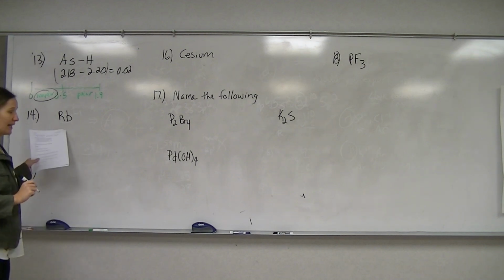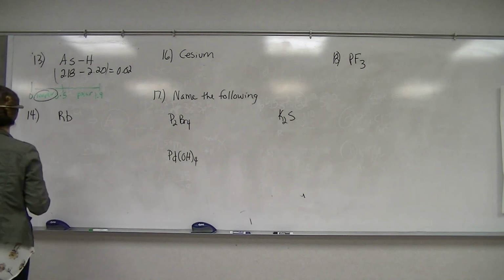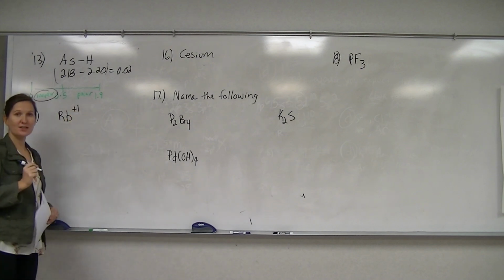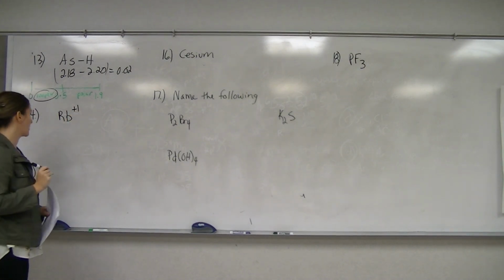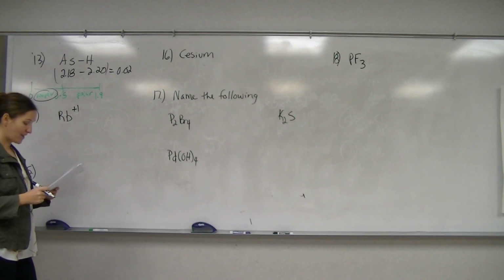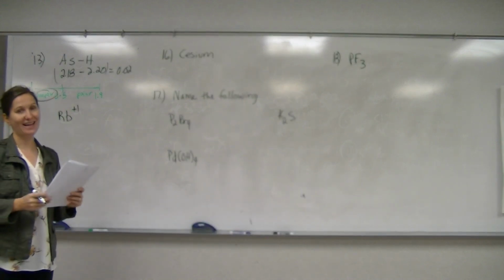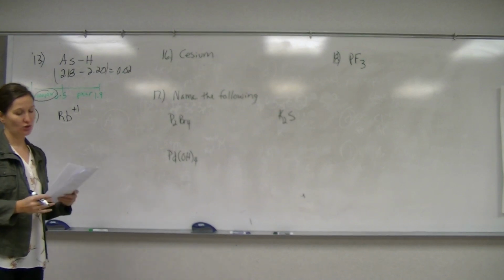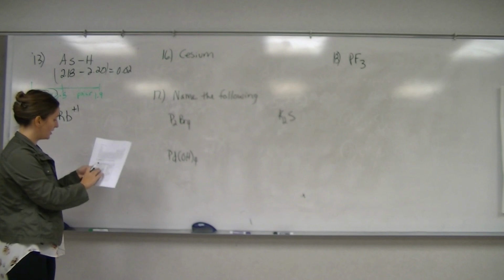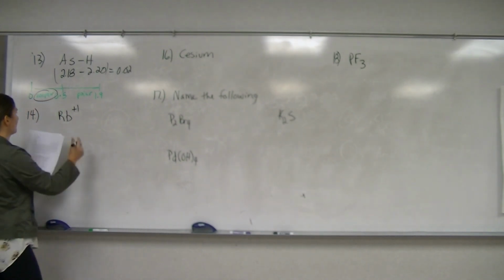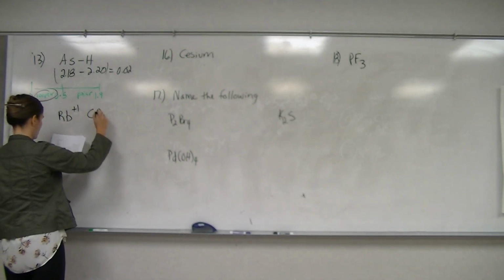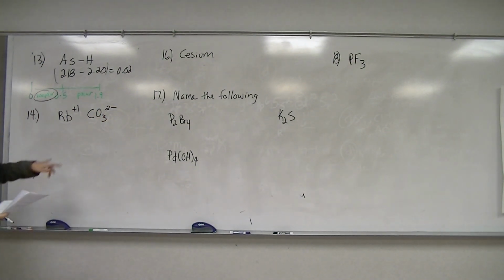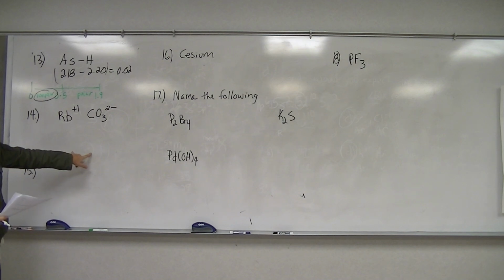Based off of where it is on the periodic table, I can figure that out. Rubidium is an alkali metal in group 1, so those all form plus ones. They lose one electron to form a plus one ion. Now for the carbonate ion, notice that ATE ending, carbonate, that means it's a polyatomic. So you would go to your polyatomic tables, find the carbonate ion, which is CO3 with a 2 minus, and write its charge.